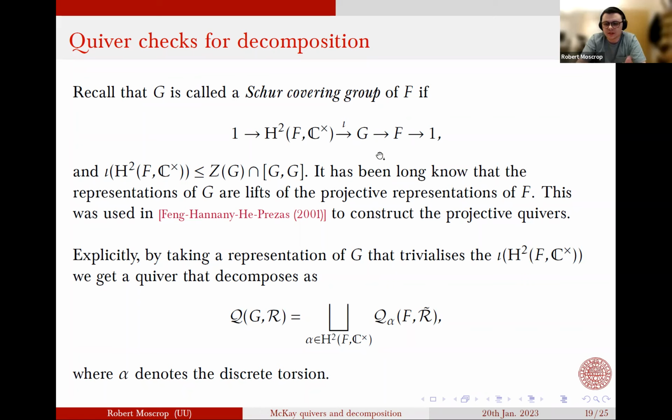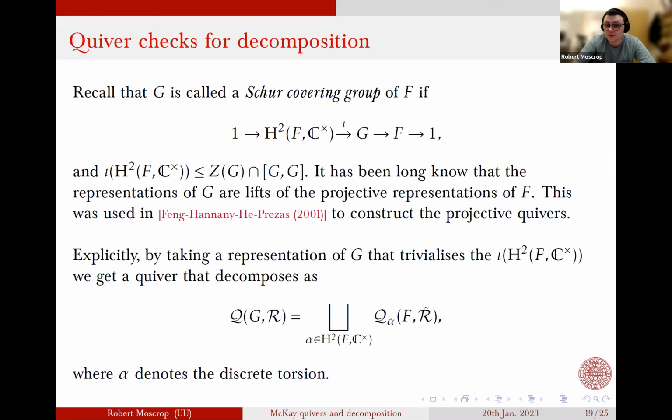But the key point is that, okay, this is some technical thing, but the linear representation theory of G is just equivalent to the projective representation theory of F, basically. That's the key thing here. And as I mentioned earlier, this paper by Feng, Hanany, and Prezas really used this to say this is a nice way of getting all of the projective quivers. You just lift to a Schur covering group, do all of that, and you get the projective quivers. So that's really nice. It's a great algorithm to get these things.